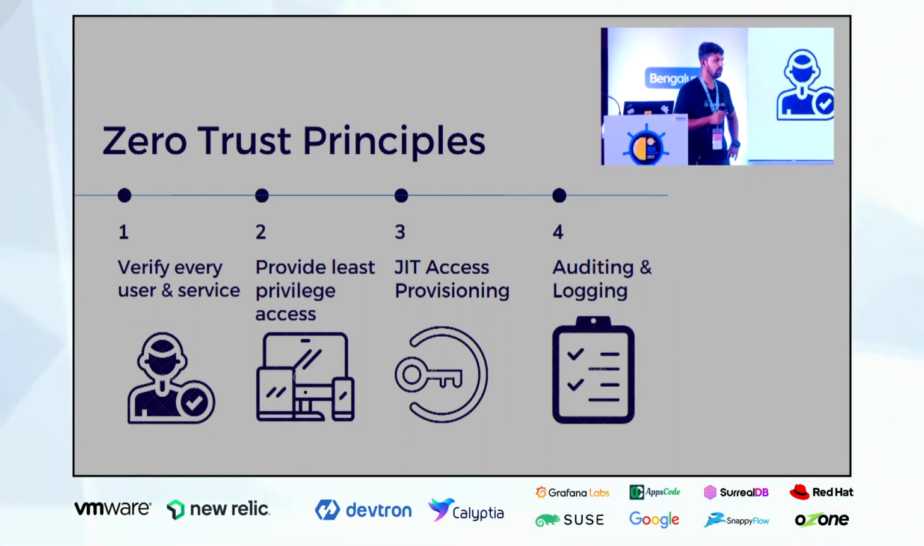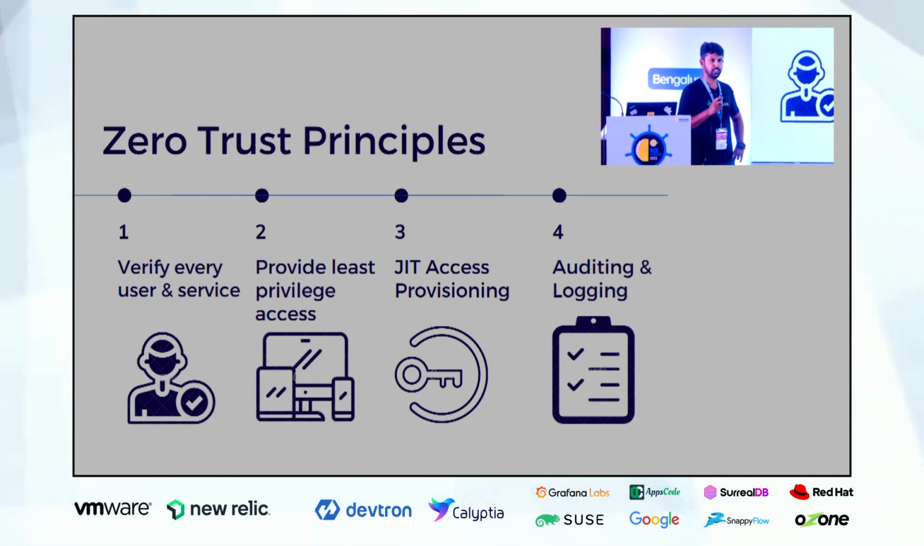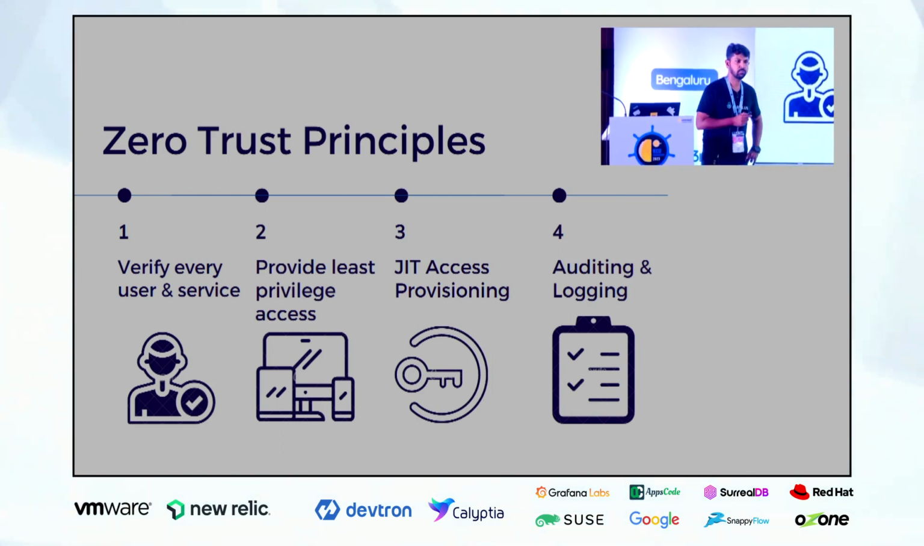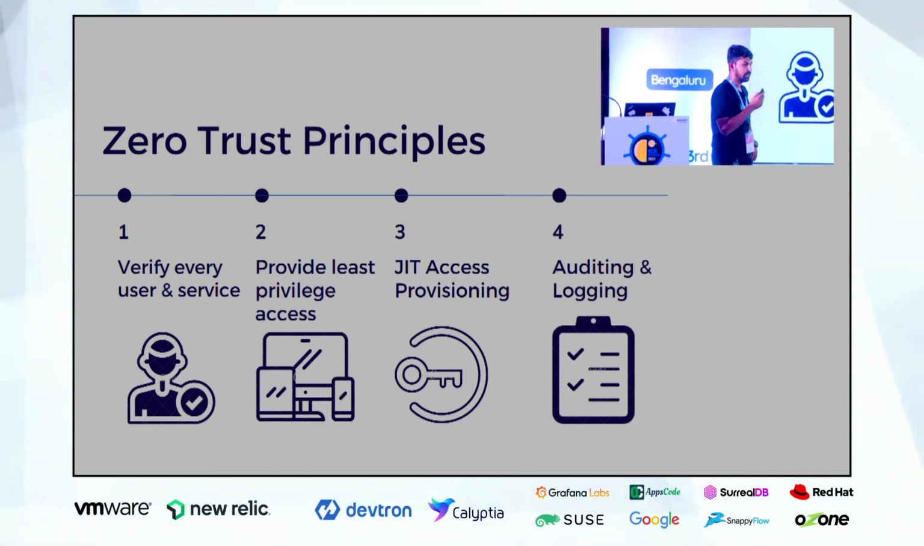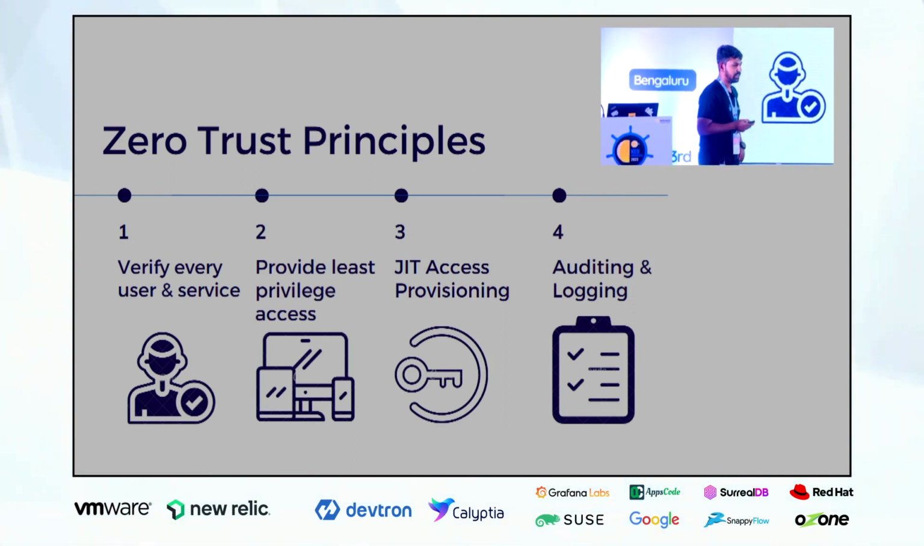The second one, the critical one, is you provide least privilege access, right? If someone just comes to your door and asks for something, you just give them something. You don't invite them over and show them around your entire house, right? Unless you know them, of course. So that's what is provide least privilege access.